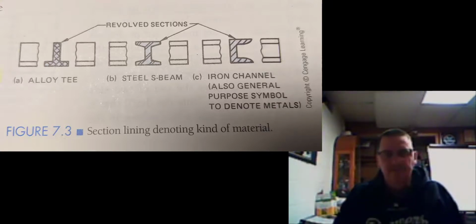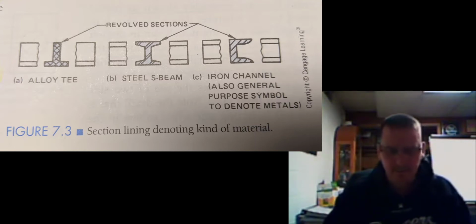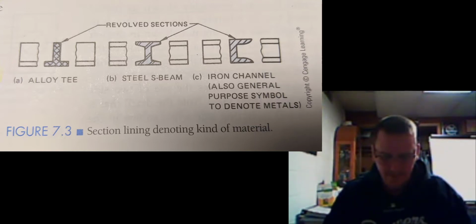This is Blueprint Reading 1, Chapter 7. This is course number 31442308. Last time we met, we started in on views with conventional breaks. We learned about break lines. Today, we're going to move forward with Chapter 7.